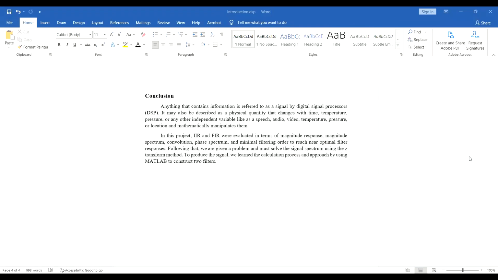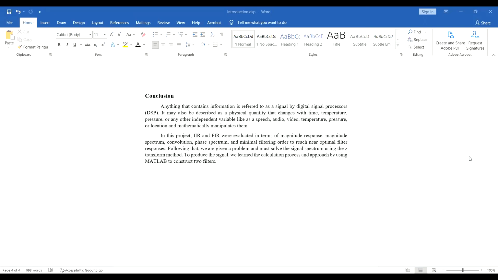For the conclusion, I will talk about our project. Anything that contains information is referred to as a signal in digital signal processing. It may also be described as a physical quantity that changes with time, temperature, pressure, or any other independent variable, like speech, audio, video, temperature, pressure, or location, and mathematically manipulating them.